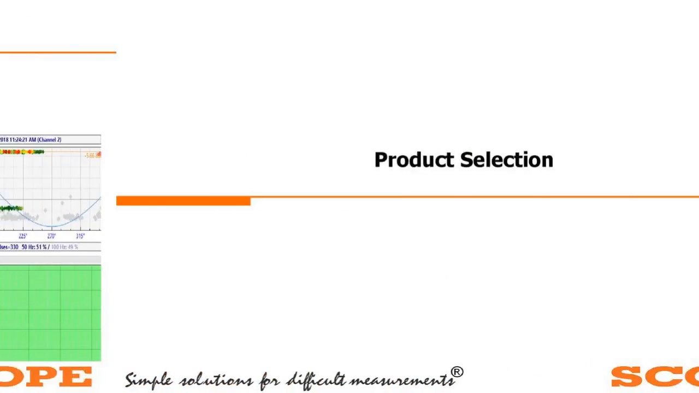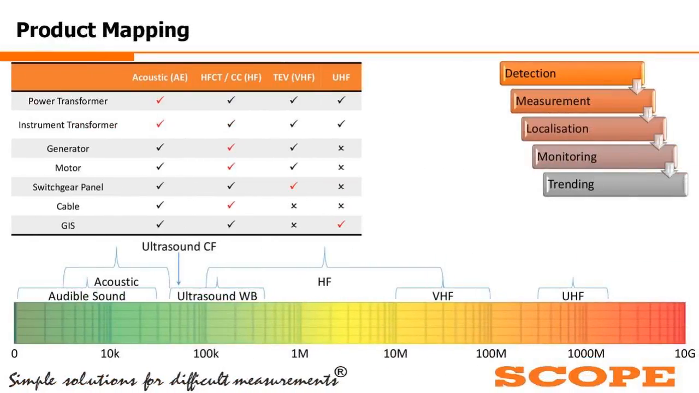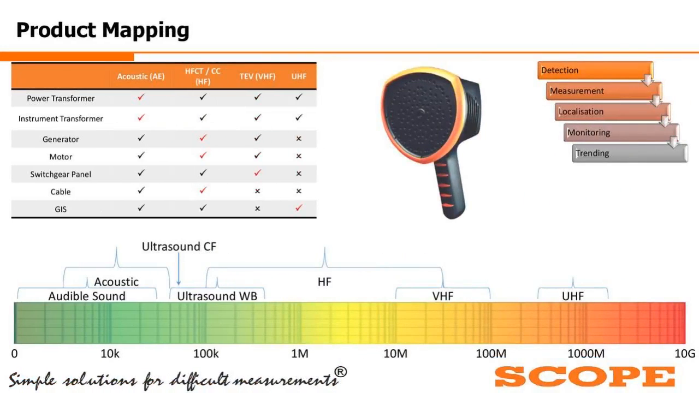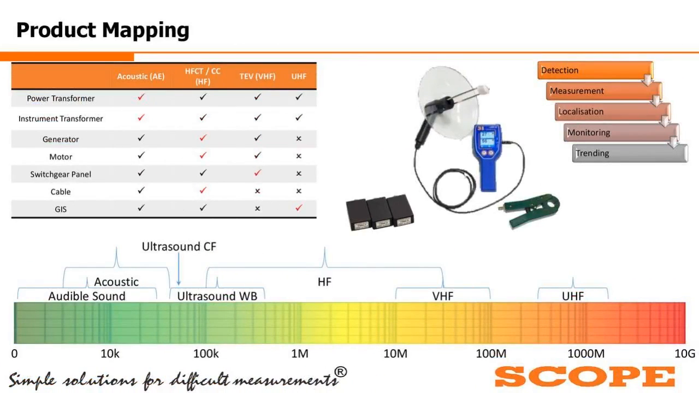Now comes product selection. You have got product mapping, as we saw. Here you have got detection, measurement, localization, monitoring, and trending. Now we'll see exactly how to apply it physically. The first one, as we saw in acoustic, is this particular sensor that works in the acoustic range. With the help of these various sensors, 124 number to be exact, you try to localize, detect, and identify the kind of PD that is happening.